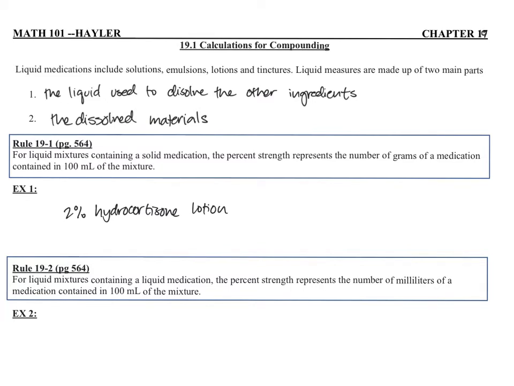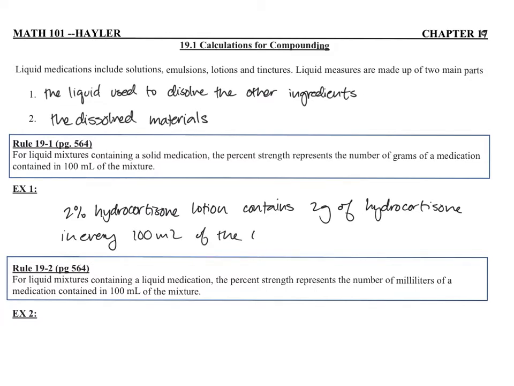A 2% hydrocortisone lotion contains 2 grams of hydrocortisone in every 100 milliliters of the lotion. So that's an example. A 2% strength is saying that there are 2 grams per every 100 milliliters.